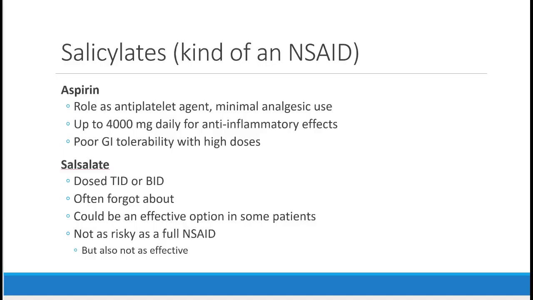Salicylate's a medication that I think is forgotten about. I think about it as a hybrid between ibuprofen and aspirin. It's not as risky as a full NSAID with respect to renal dysfunction and GI bleeding, but also doesn't seem to be quite as effective. It's something that could be an option for some patients.